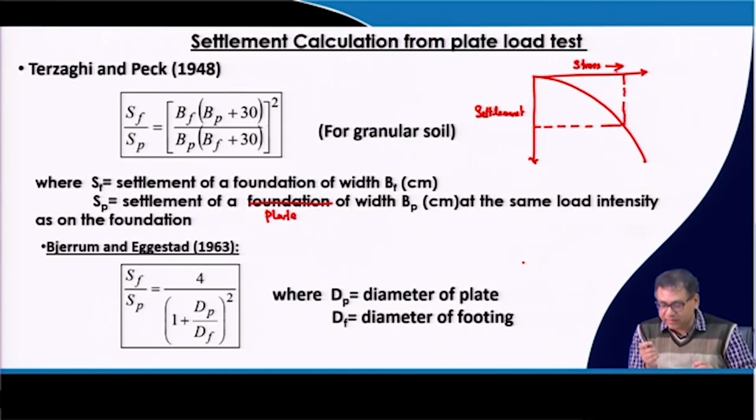If you have the loading intensity of the foundation, then corresponding to that loading intensity, you can calculate the settlement of the plate. Once you get the settlement of the plate, then by using these equations you will get the settlement of the foundation. So, if you have the permissible settlement of the foundation, then you will get the allowable load carrying capacity of the foundation. If you have the load intensity that is acting on the foundation, then you will get the settlement of that foundation. Then you check whether that settlement is within the permissible limit or not. So, these two equations are applicable for granular type of soil.